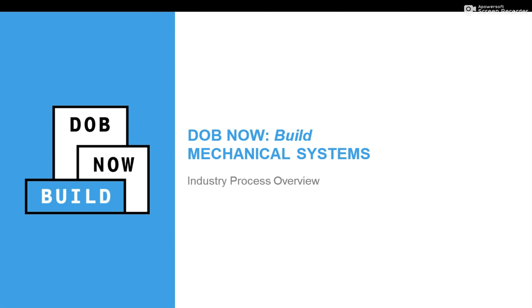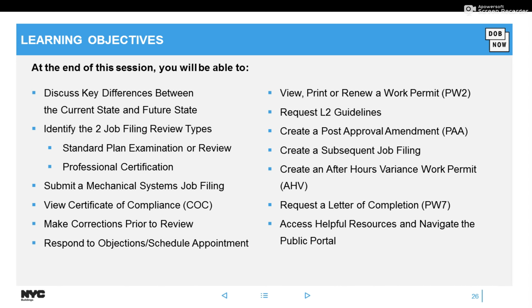All right, so now let's get into mechanical systems and the gist of how this works. I'm going to discuss again what you're doing on paper versus what you started doing as of July 1st. We're going to go over the two filing review types. I'm actually going to submit a mechanical systems job filing. I'm going to show you what the COC looks like now, make corrections, or there are changes, how you could do that, how you could respond to objections or schedule appointments, view, print, and renew work permits. Actually, we could also request L2s for job filings that have been created in the system as of July 1st.